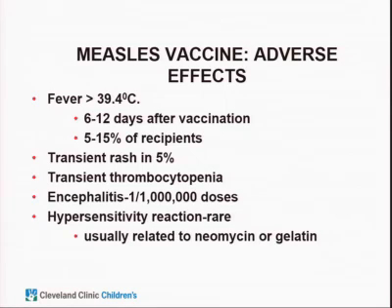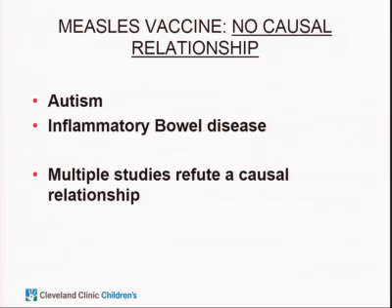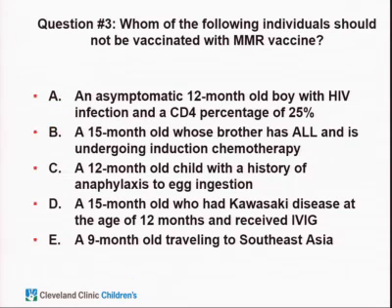Transient thrombocytopenia is common. The risk of encephalitis with measles vaccine is 1 per 1 million doses. This is as compared to 1 in 1,000 cases of natural measles. And hypersensitivity reactions are rare and are usually related to the components in the vaccine, such as neomycin and gelatin. As you all know, there is no causal relationship between measles vaccine and autism or inflammatory bowel disease.